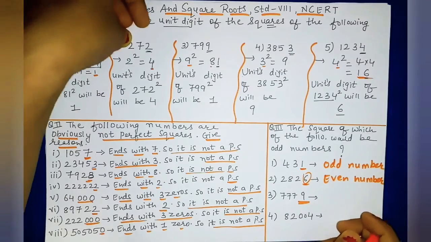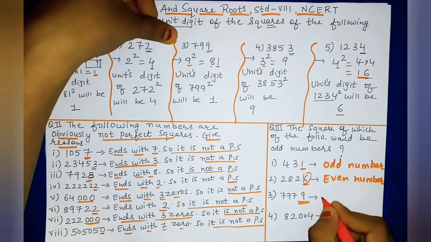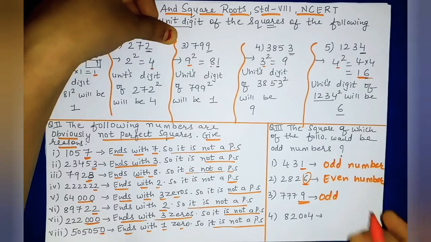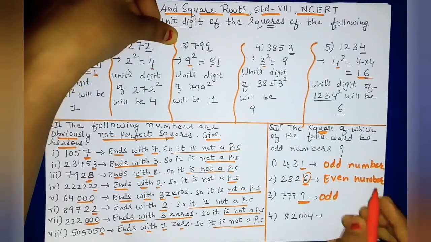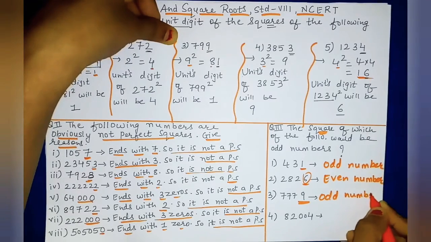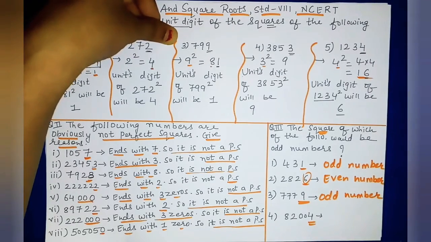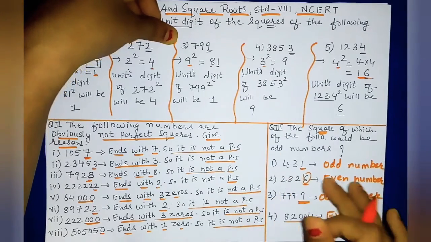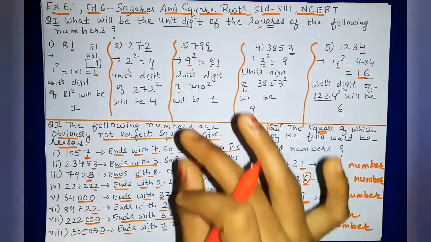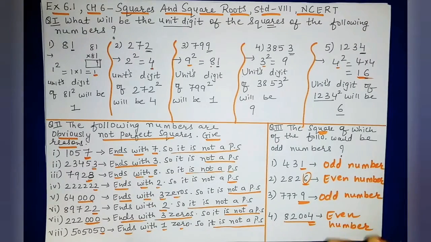Third one, the last digit is 9. 9 is an odd number, so when we multiply this number 2 times, whatever answer comes will be odd. Last one, 4, is even. So whenever we multiply this number 2 times, the answer will be even. So the square of an odd number is odd and the square of an even number is always even. So this was questions number 1, 2 and 3. Hope you understood.